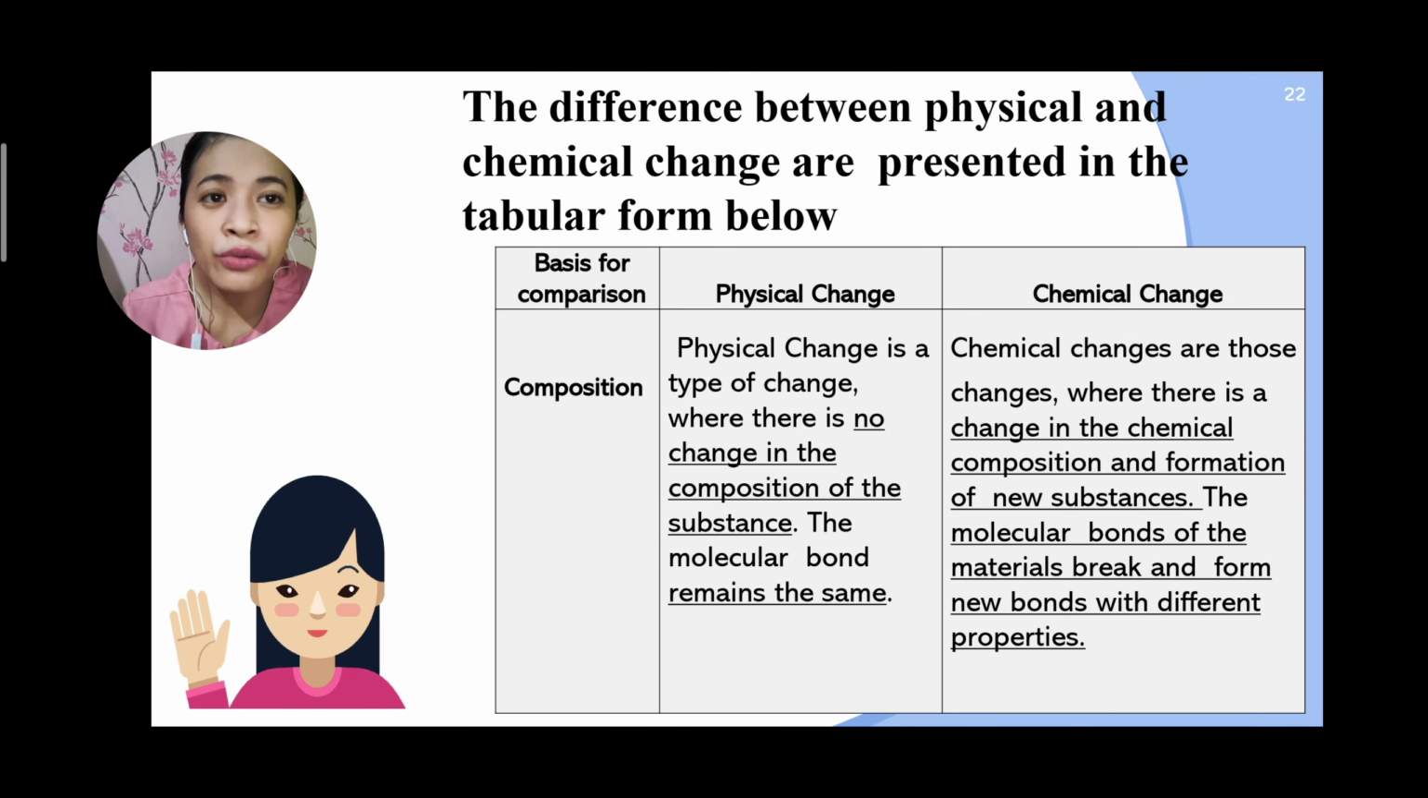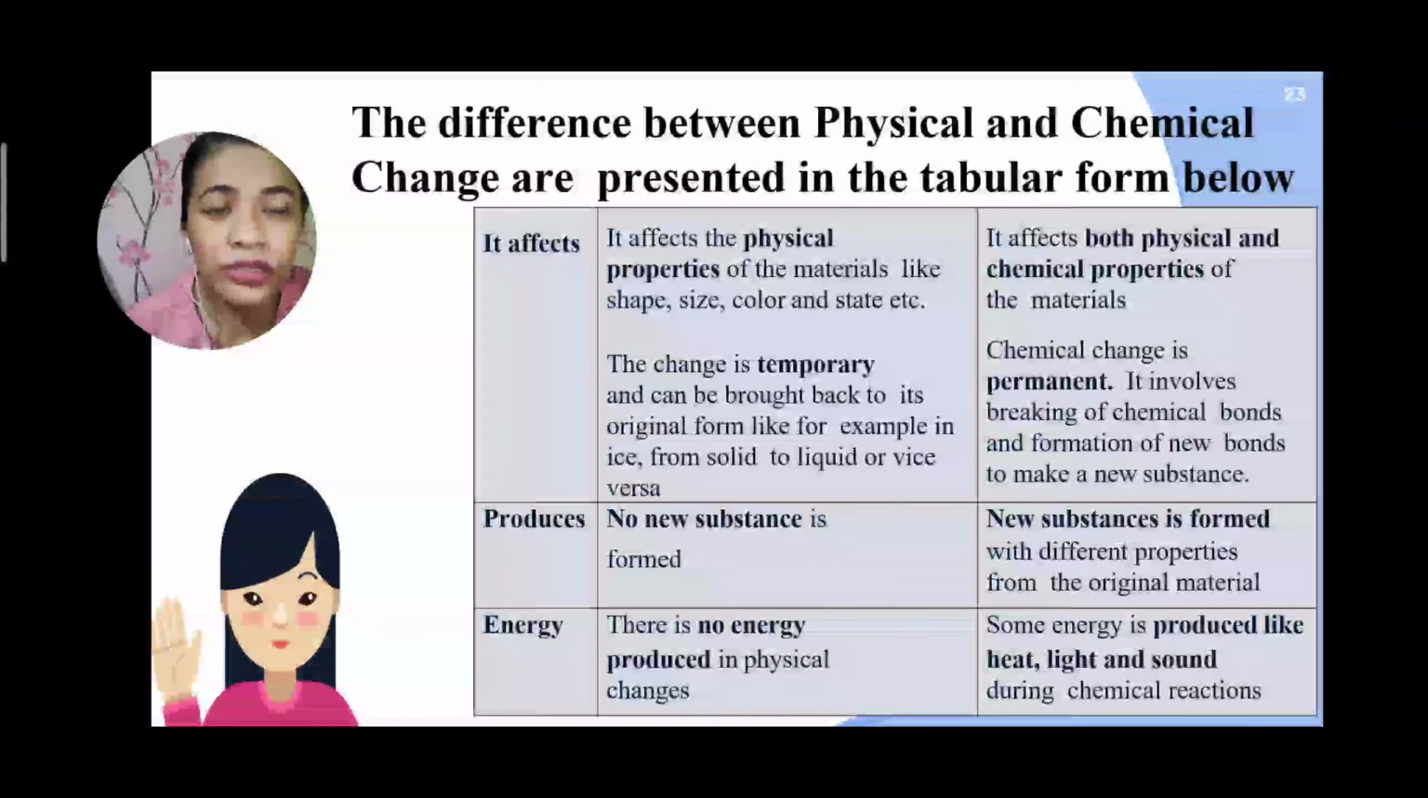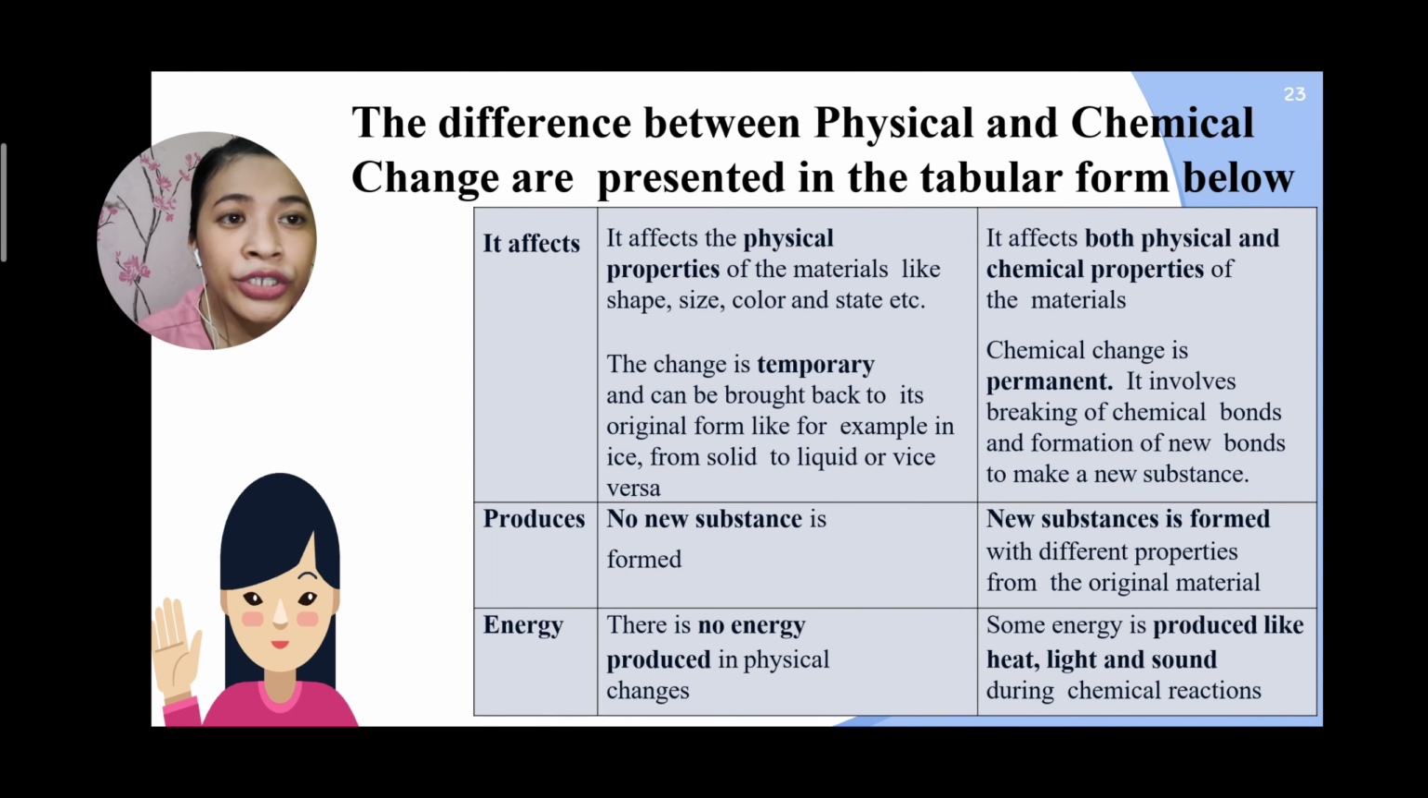Second basis for comparison, effects. Under physical change, it affects the physical properties of the materials like shape, size, color, and state, etc. The change is temporary and can be brought back to its original form, like for example in ice, from solid to liquid, or vice versa.